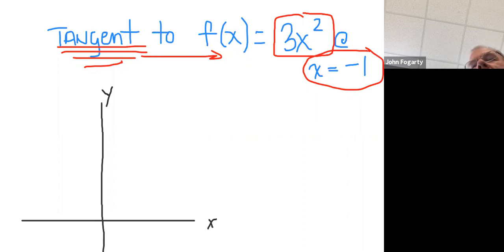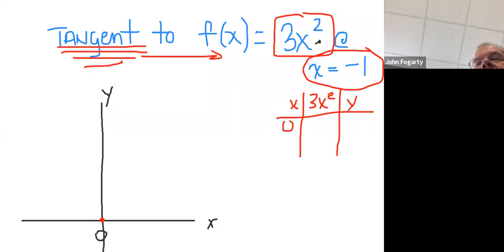Fellas, that's a quadratic, right? If I told you x was 0, put x in here. What do you get? 3x squared, right? If you put a 0 in there, what's 0 squared? 0 times 3? 0.